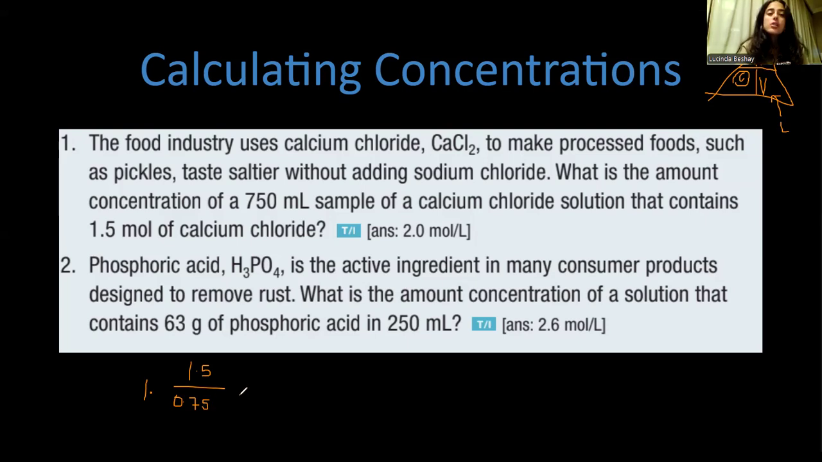So then the concentration of calcium chloride is going to be 2. And remember, the unit for concentration is either big M or moles per liter. And moles per liter is kind of obvious, right? Because in the numerator, we added 1.5 moles, right? In the denominator, we added 0.75 liters.